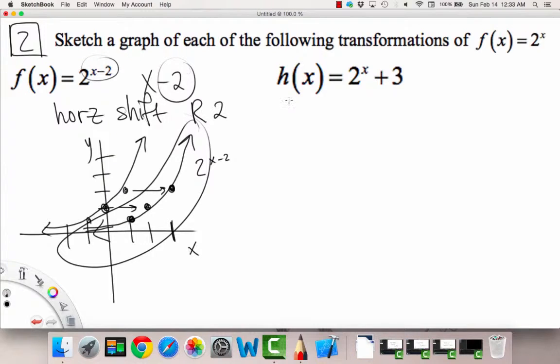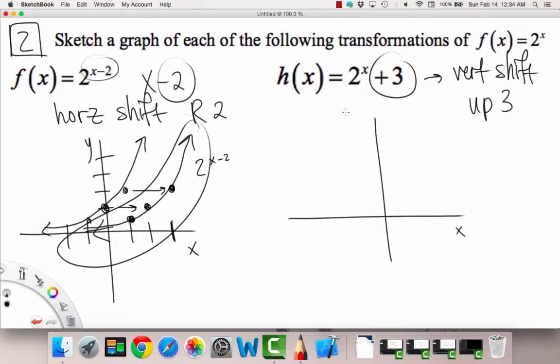Okay, so now let's move on to h of x. This is equal to 2 to the x plus 3. We see that we have a plus 3 added on, and it's completely separate. It's not directly attached to the x. It's kind of just being tacked on to the end. So that means we have a vertical shifting. And this one is a direct change, so this means up by 3. So now we're going to take our normal 2 to the x and shift everything up by 3. So let's go ahead and do that here.